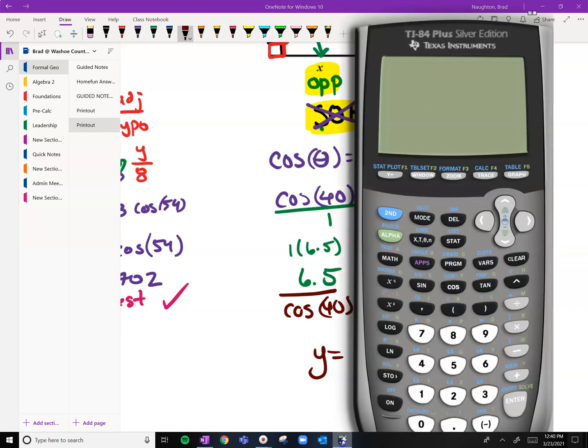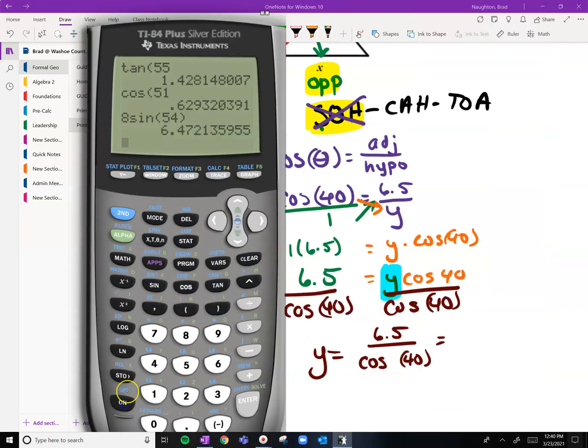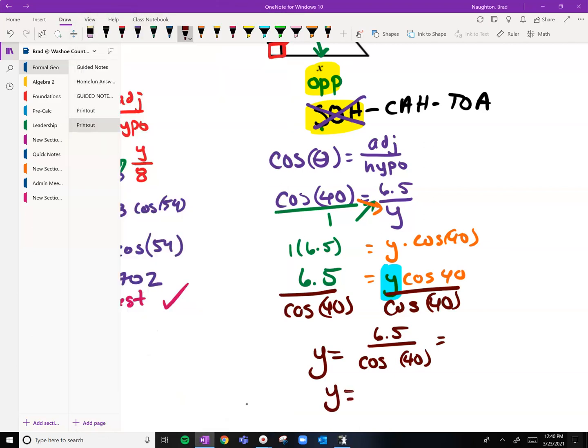And once again, we're going to do this in one fell swoop in our calculator here. So we're going to go ahead and do 6.5 cosine 40 degrees. Oh, sorry, I forgot my divide. I was like, something looks weird. Divided by the cosine of 40 degrees. There we go. And I'm going to get y is equal to 8.485.